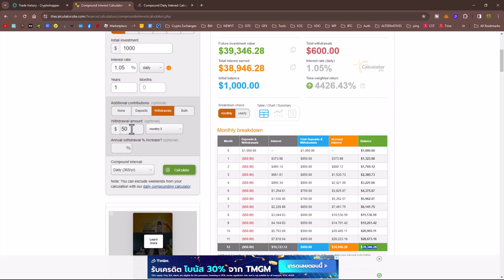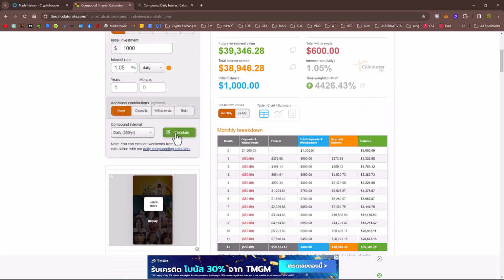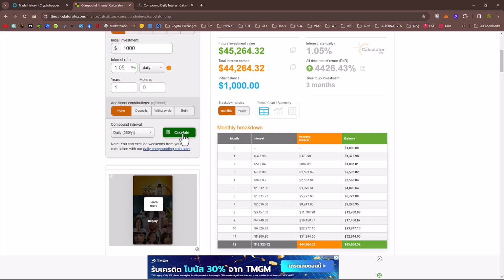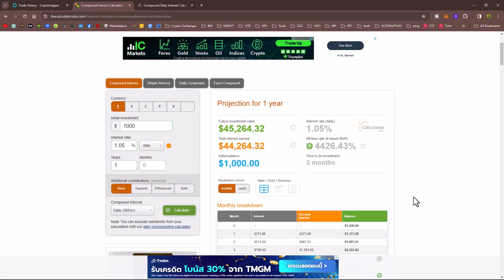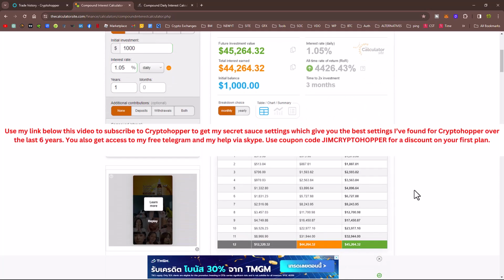Look at the difference that makes when you're not taking $50 a month. 39,000 versus 45,000. You're taking out 6,000 because that's $50 a month, isn't it? Is that right? So $50 a month for 10 months is $500. Oh, hang on. Yeah, because it's compounding as well.